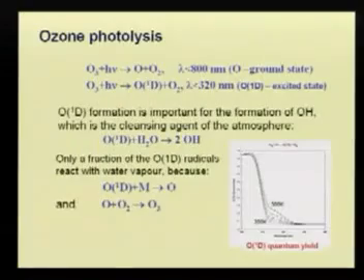For example, if you have ozone, O3, you can break it down to O plus O2. It can be broken down by two different wavelengths, and then it can produce O plus O2. This O can be in the ground state, or this O can be in the excited state. So you see here, this O is in the ground state, right? From here, you see O and O. This O can react with oxygen to bring back the ozone to you.